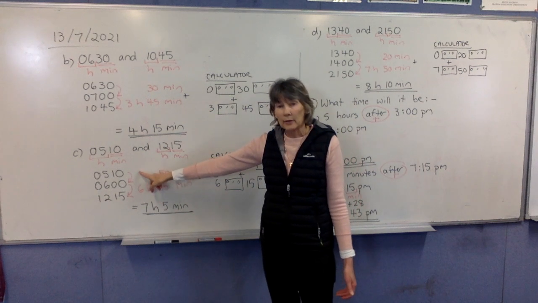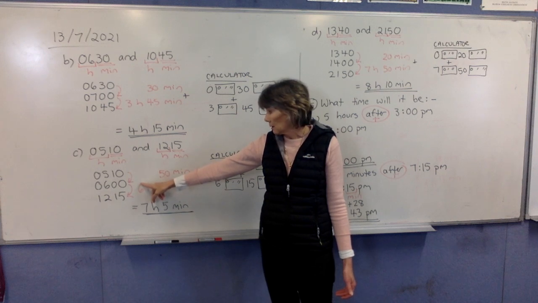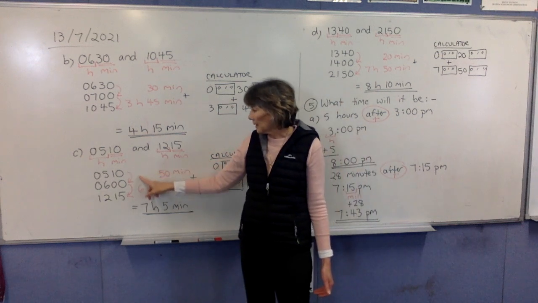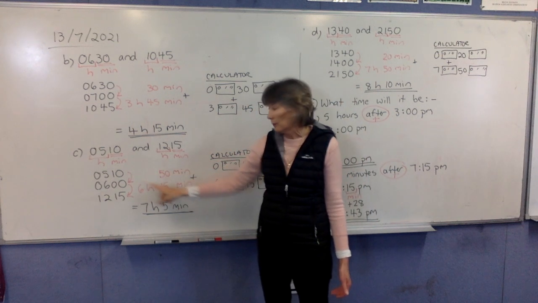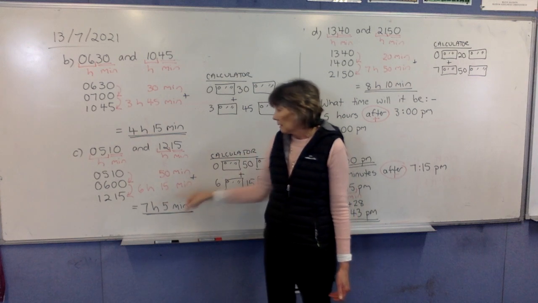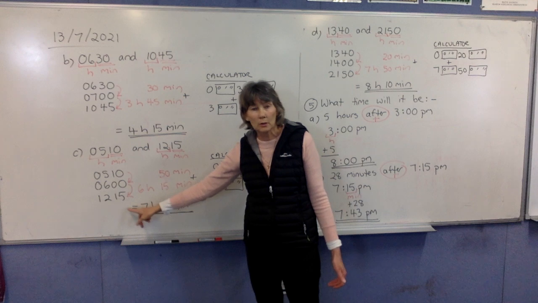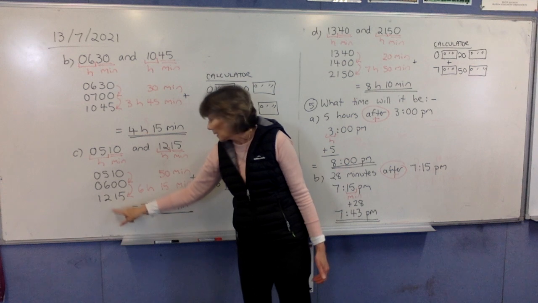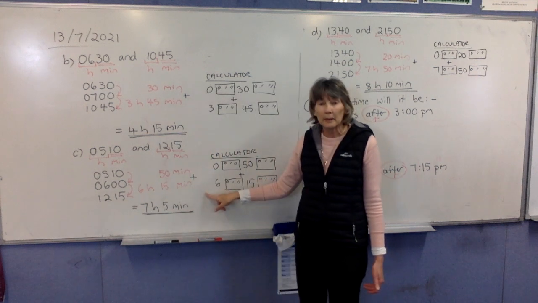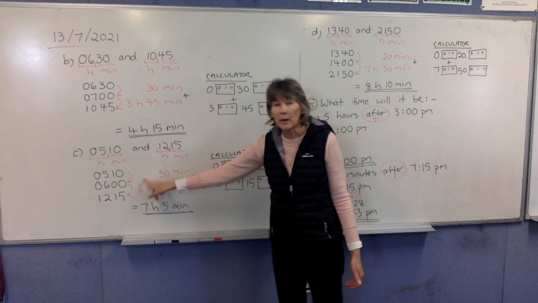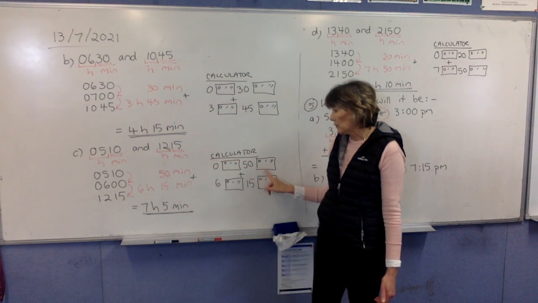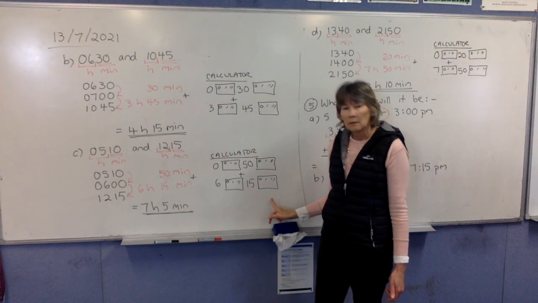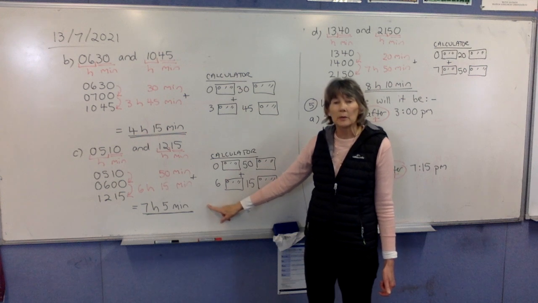So here we start at the 5:10, go to the 6 o'clock, and then after that we go straight to our finish time, which is 12:15. So at the beginning here, from 5:10 to 6 o'clock, we've gone through 50 minutes, and the time difference from 6 o'clock to 12:15 is 6 hours and 15 minutes. So now we're going to add up our time differences. It's 0 hours 50 minutes plus 6 hours 15 minutes, and you'll get your final answer of 7 hours and 5 minutes.